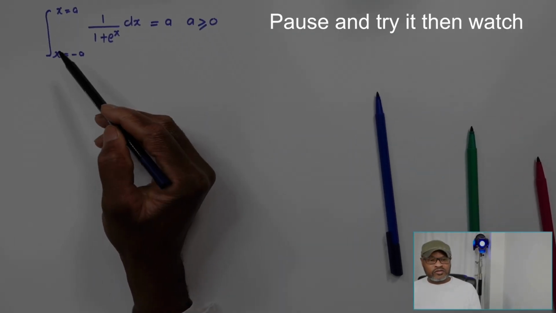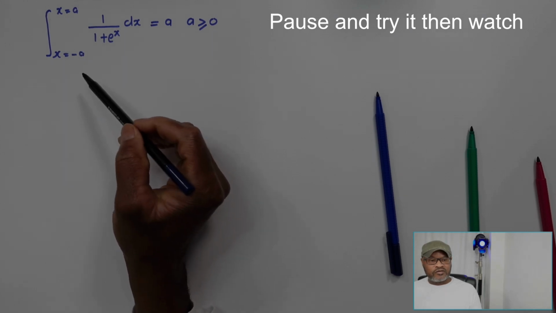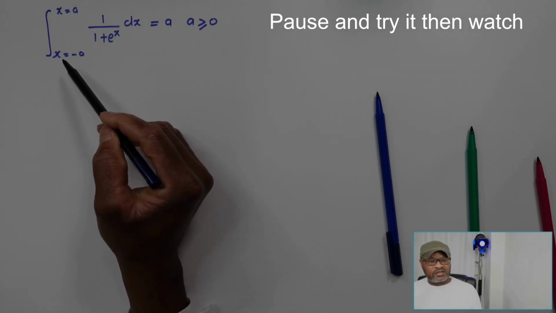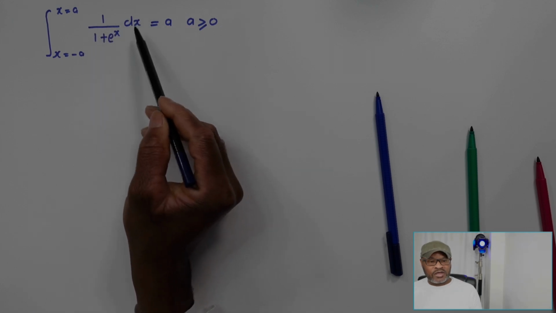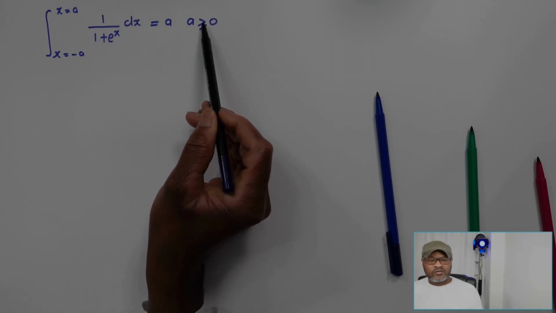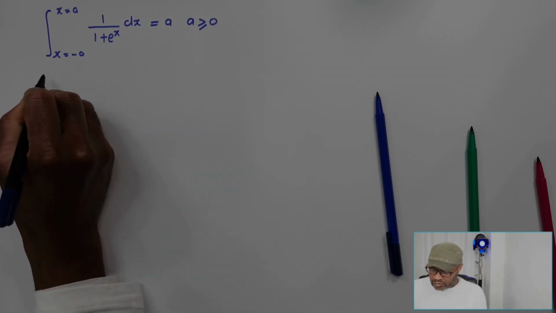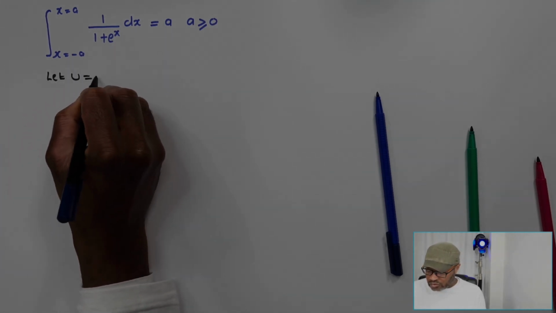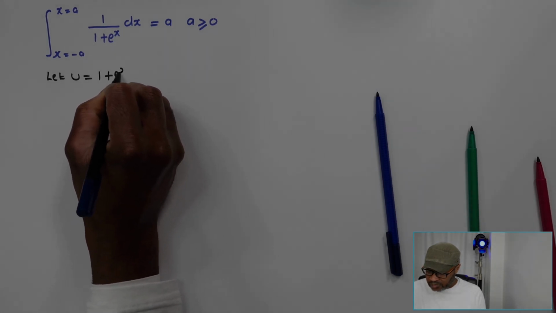Okay, so we're going to do this definite integration, where the limits are between x equals a and x equals minus a. We need to show that the integration of that is equal to a, where a is greater than or equal to 0. First thing to do is to let u equal 1 plus e to the power of x.